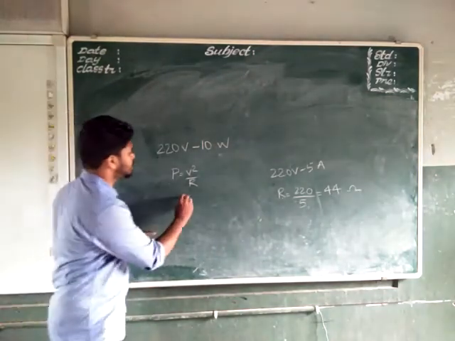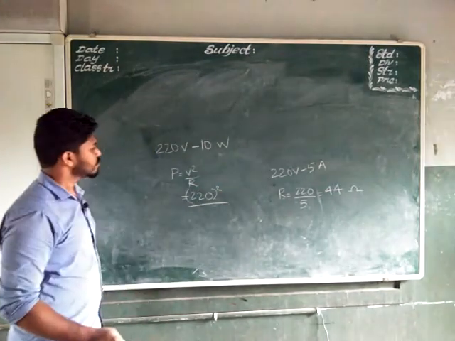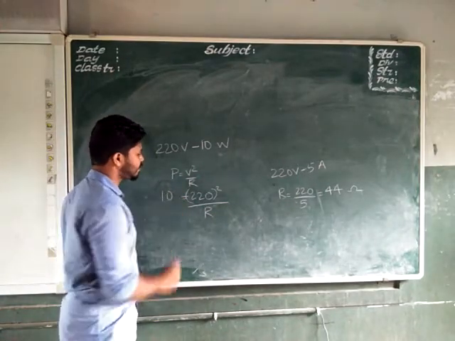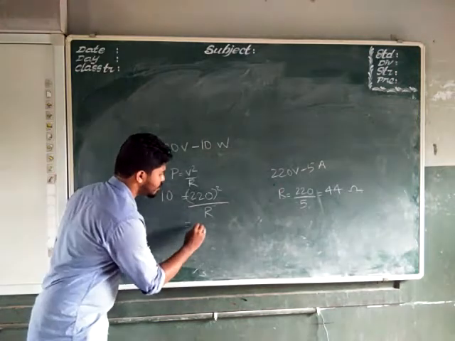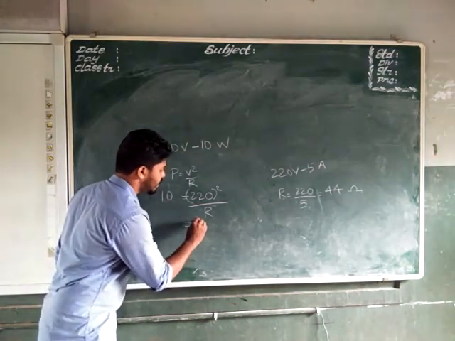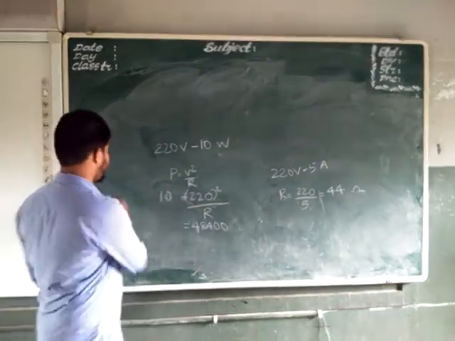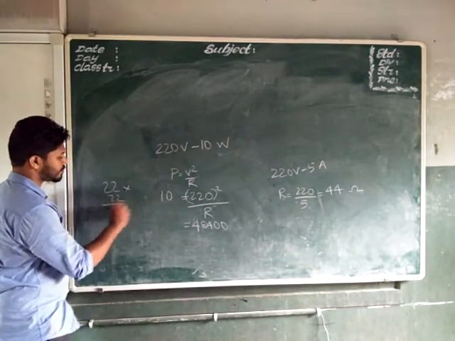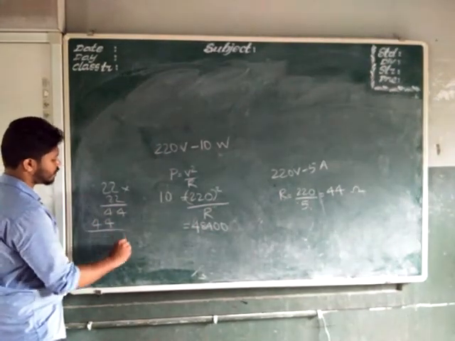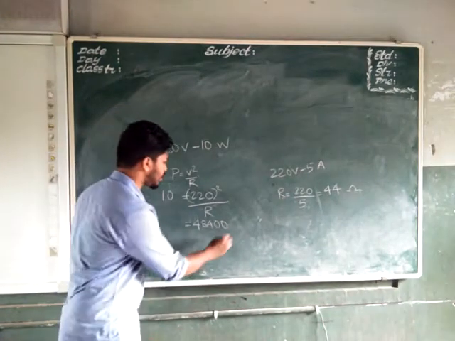So now see, 220 whole square by R gives us power. Power is equal to 10 watt. What is 220 whole square? 22 into 22, let me check that. Okay, 484. Yes, it's 484, and 2 zeros also.